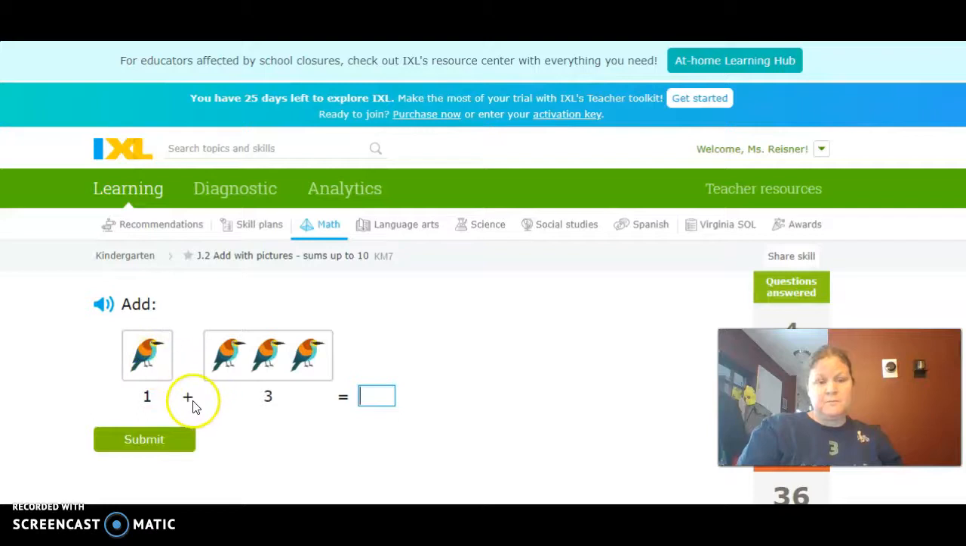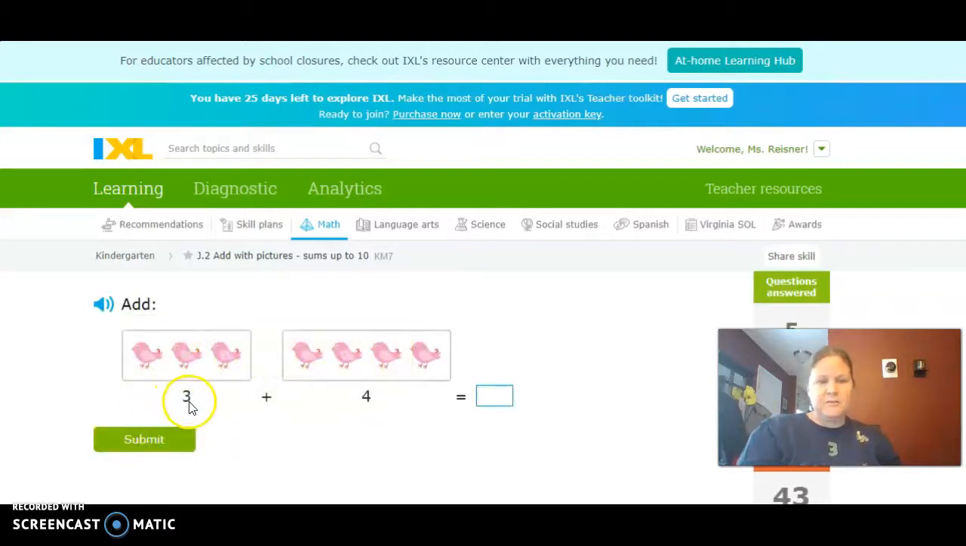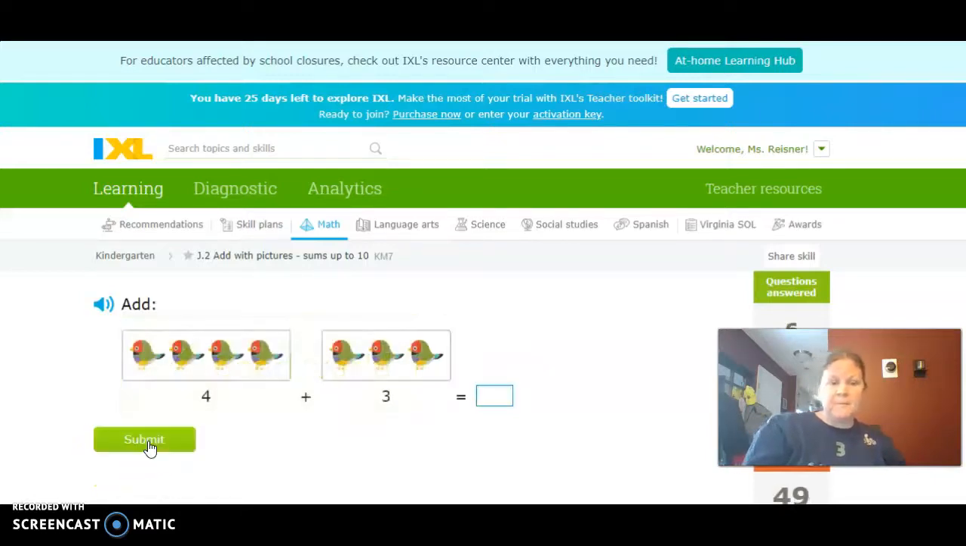1 bird plus 3 birds equals, yes, 4 birds. Good job. All right, 3 birds plus 4 birds equals 7. All right, so you could go 3, 4, 5, 6, 7, or you could go 1, 2, 3, 4, 5, 6, 7. One more, okay?